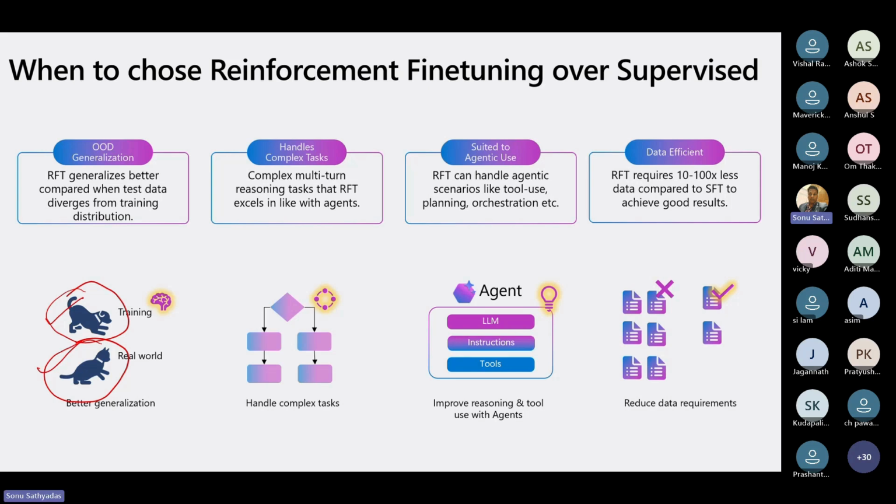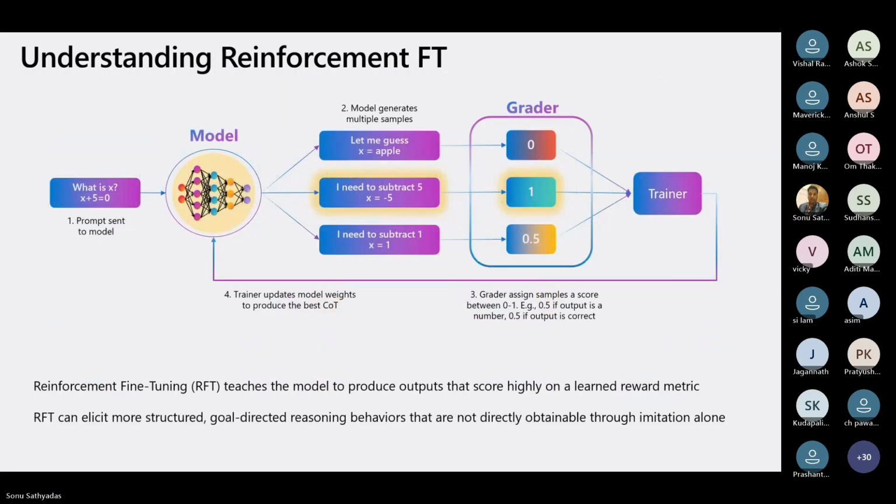But reinforcement fine-tuning is capable of generating answers based on the given data set, but it can go and generate other answers also. Understanding reinforcement fine-tuning, this is just an example. Here the prompt sent to the model is: what is x?